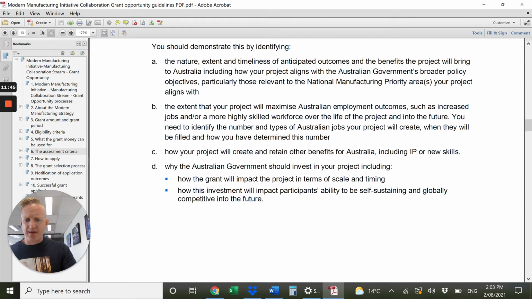That'll be another heading that I would put in there. How I've determined this number. So just put in some metrics so that they can tick the box and say, yes, you have actually analysed it, not just pulled numbers from nowhere.